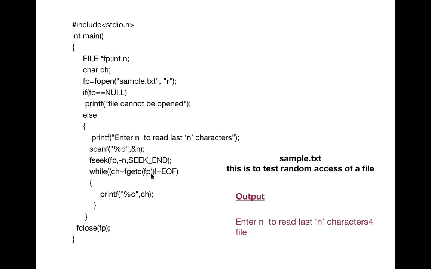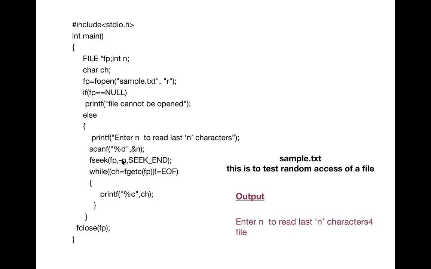So I'm getting the character. If it is not end of file, I'm printing it. Again, get the character, assign it to ch, check whether it is not end of file. If it is not end of file, print. It just continues till my ch becomes end of file. Then I'm closing it. Say for example, this is a sample.txt I'm opening in read mode. This is the content of my sample.txt. In that case, fp, if n is 5. Here the example is n is 4.